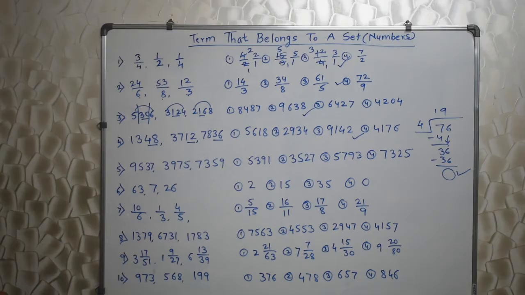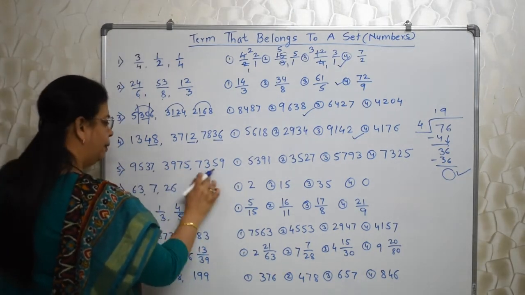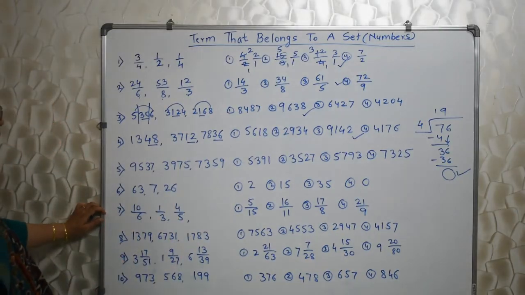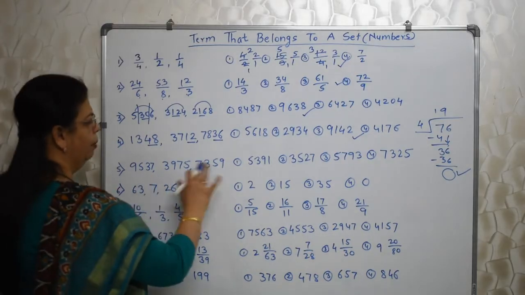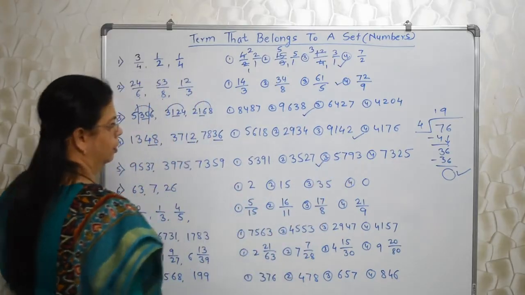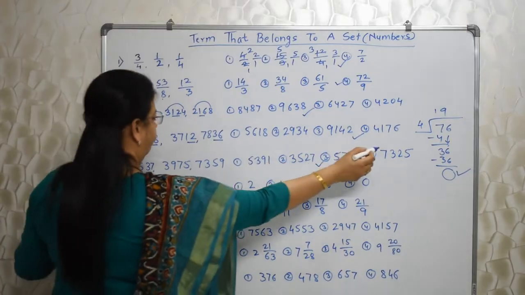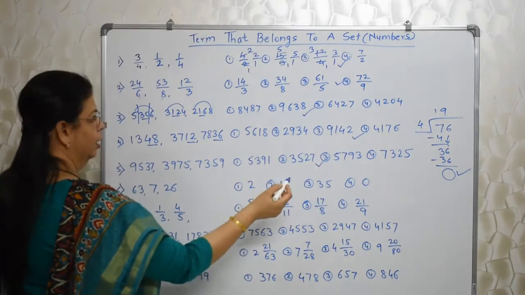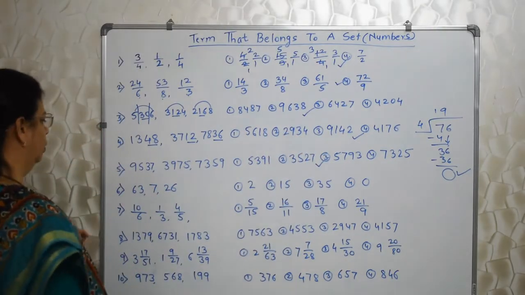Next one, observe the numbers. 9537, 3975, 7359. Same digits are used to form these 4 digit numbers. Very easy. There is one 9, one 3, one 5, one 7, numbers have been made by jumbling them. So which one of these is it? This one obviously. This has a 1 which is not there, this has a 2 which is not there, and this one has a 2 which is not there. One 3, one 5, one 7 and one 9 must be there. So this is the answer, the third one. Isn't it easy?